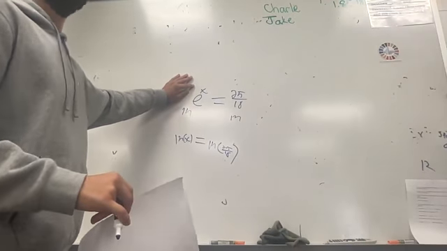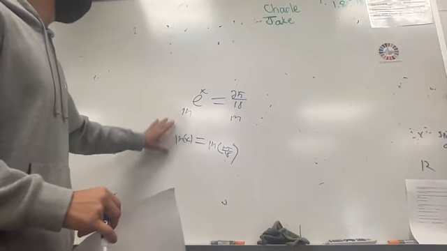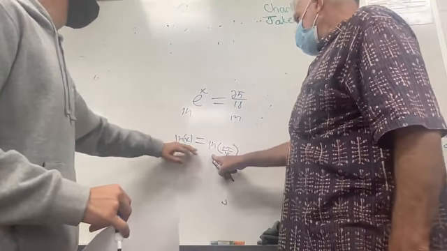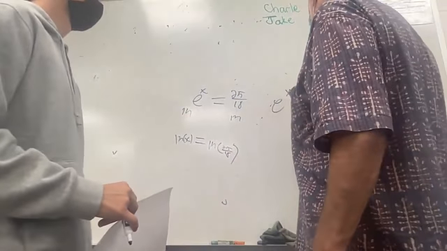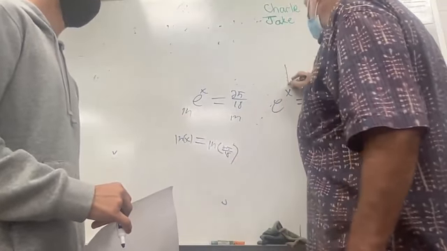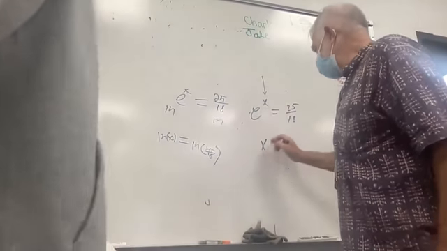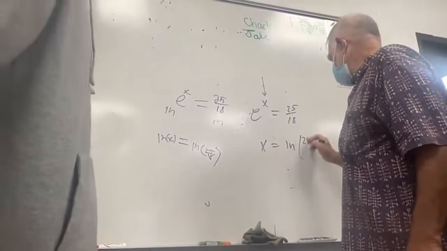So you're solving e to the x equals 25 over 18, and you're right, you use natural logarithms. So we get ln of e to the x equals ln of 25 over 18. You're looking for the value of an exponent. That's what logs are. All right, so x is equal to ln of 25 over 18.